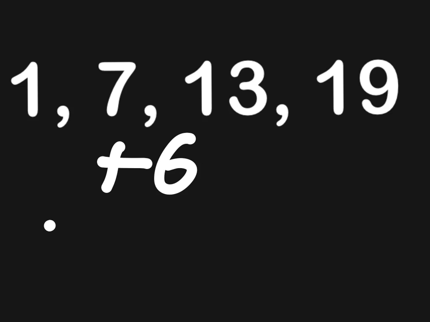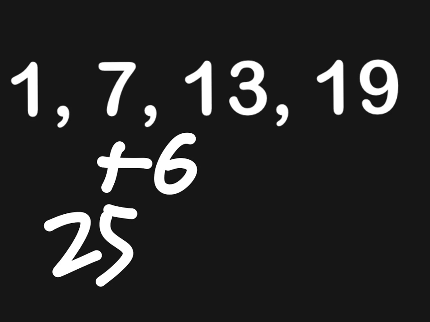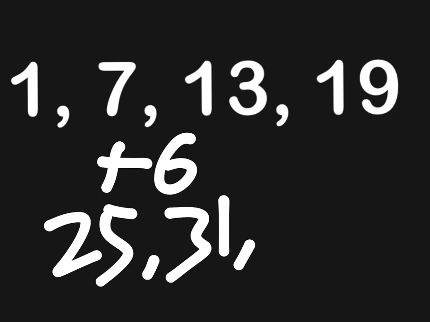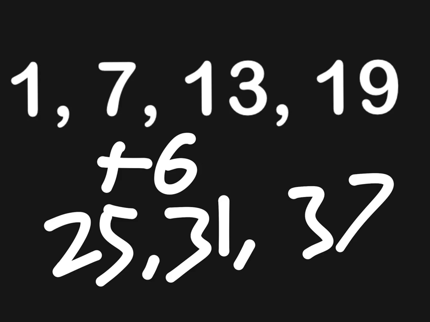So if you want to know what the next 3 terms would be, all you have to do is add 6 to the last one. And so the next 3 terms would be 25, because 19 plus 6 is 25; 31, because 25 plus 6 is 31; and 37, because 31 plus 6 is 37.